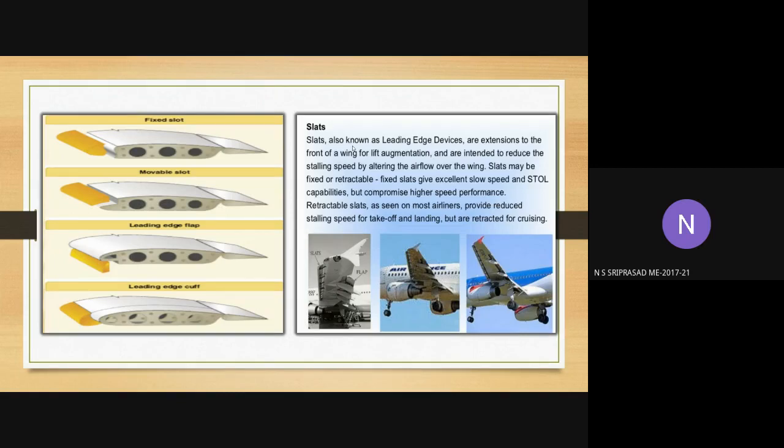So lift augmentation is going to be generating lift for your plane, right? Now flaps, like I said, is going to cause a curvature. Slats will also increase that curvature. So flaps are only on the trailing edge, whereas slats are on the leading edge.